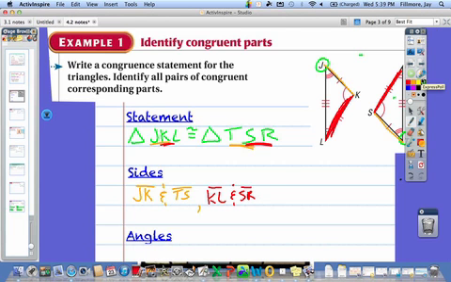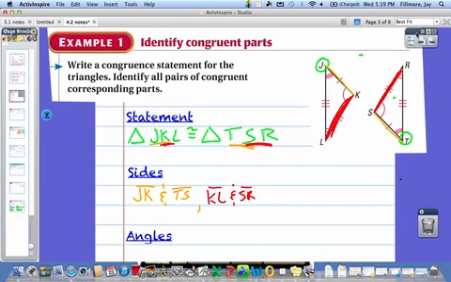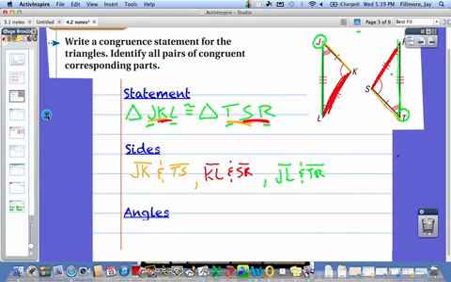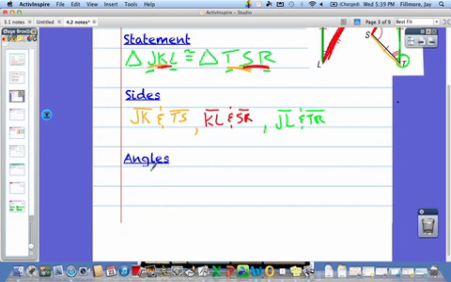Now let's do green. And lastly, I can pick my first and last, JL, first and last, TR. JL and TR. Both are corresponding to the two long sides. So again, you can use the picture or use your congruence statement. I'm just going to use my congruence statement for my angles because it's much quicker.